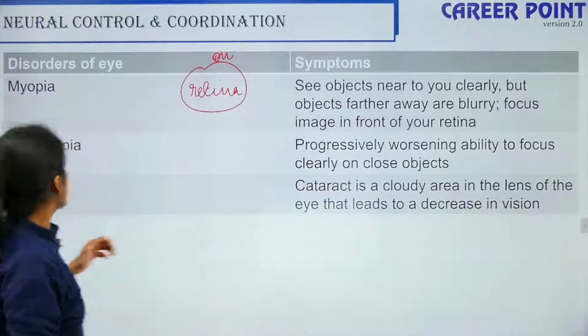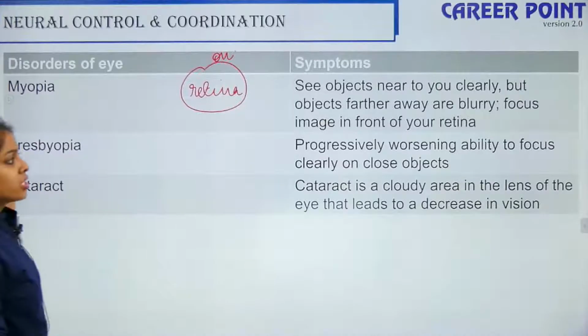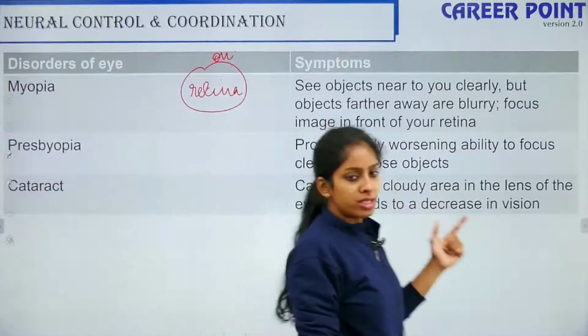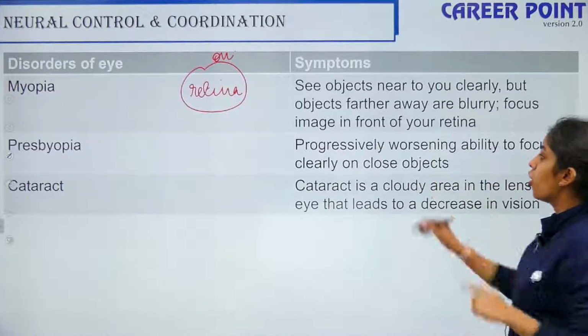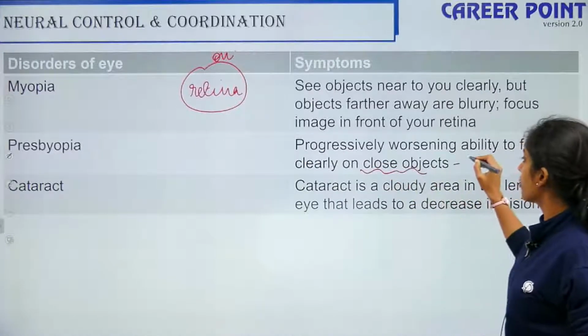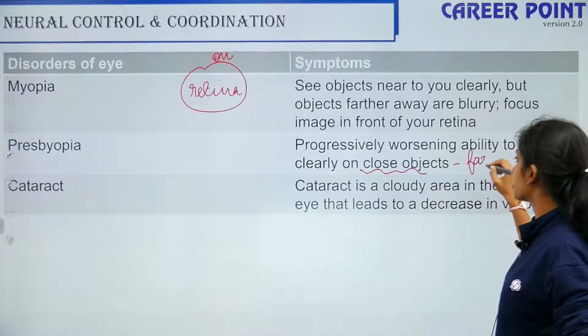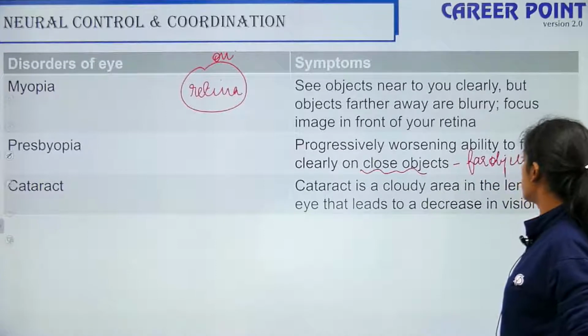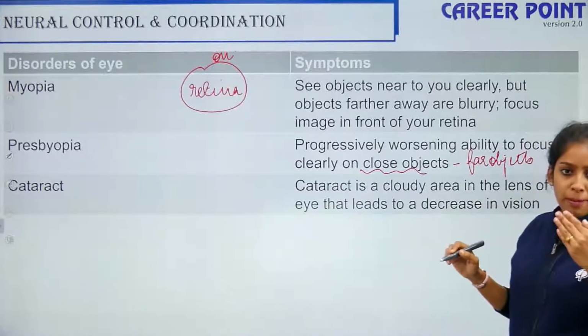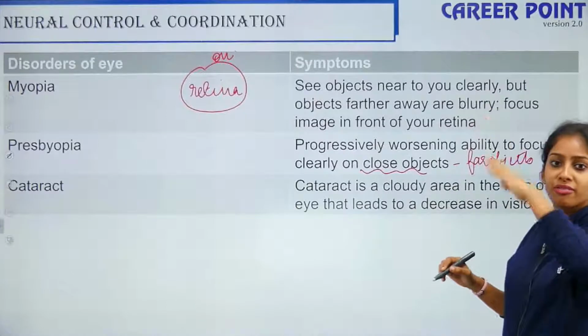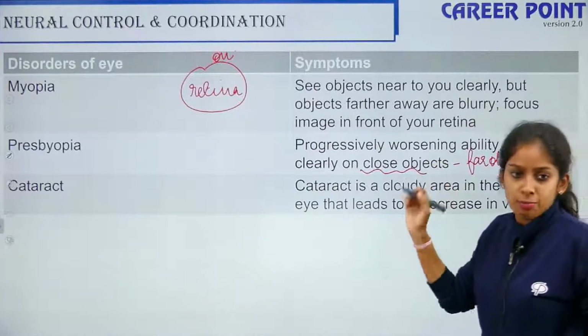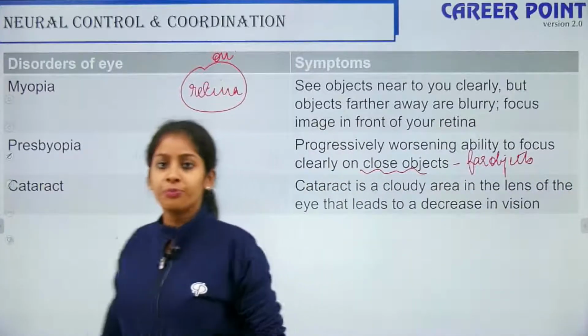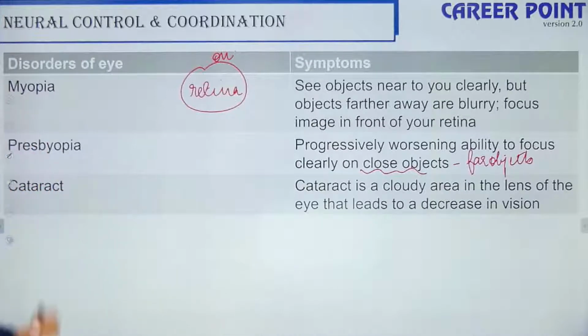Fine. The next one is presbyopia. So this is a progressively worsening ability to focus clearly on close objects. So here you can see only far objects. People sometimes cannot see nearby people. They can only see people who are far away, right? So that is presbyopia. So that is due to your far-sightedness, okay?